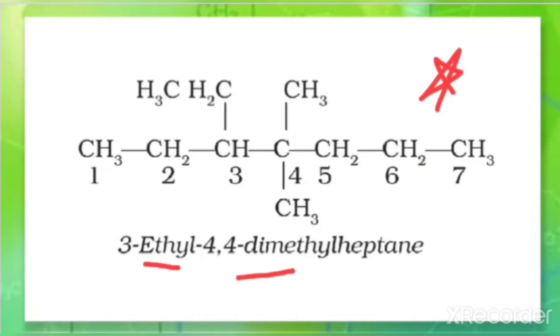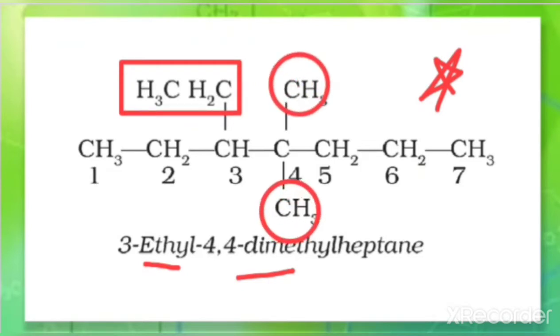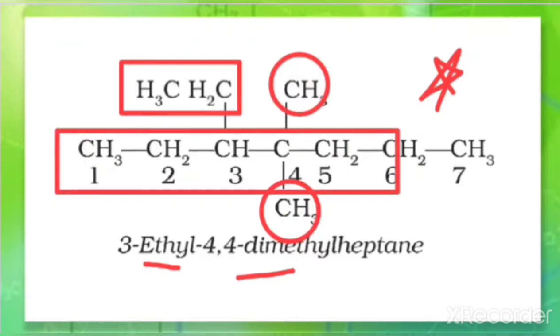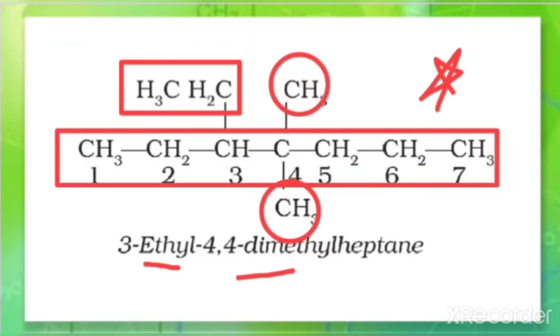So here we have the substituents: ethyl is a substituent, and here methyl, and here the methyl is also a substituent, and we have the main chain here. So the ethyl group, alphabetically, what is the alphabet? E for ethyl, and for methyl the alphabet is M. So which comes first in alphabetic order? E comes first. Therefore we need to write ethyl first, then methyl.